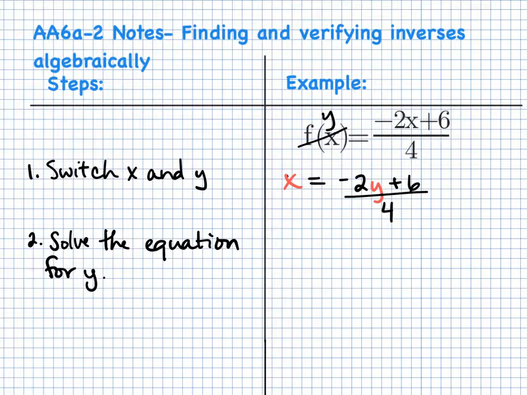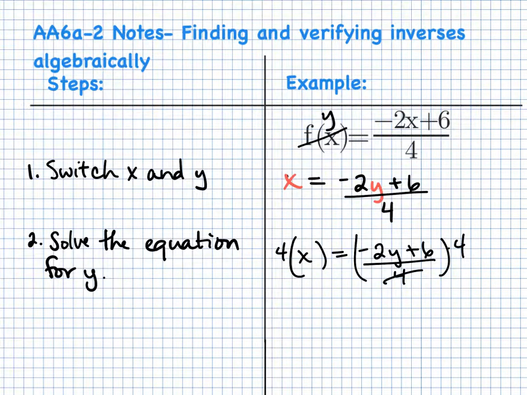So this is by doing all these inverse steps that we're going to do. We're in this situation where everything is divided by 4, so that's the first thing I want to get rid of. I'm going to multiply the entire thing by 4. So I've got 4 times x equals -2y plus 6. Multiply that side by 4, and the reason I'm doing that is to get rid of it. So what I have on the left, 4x equals -2y plus 6.